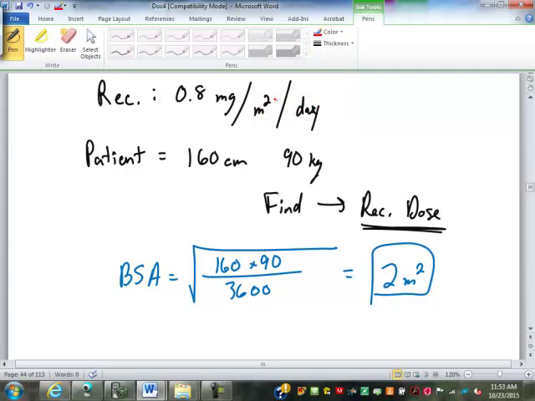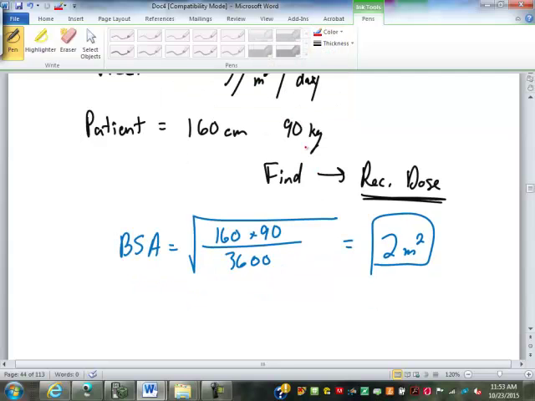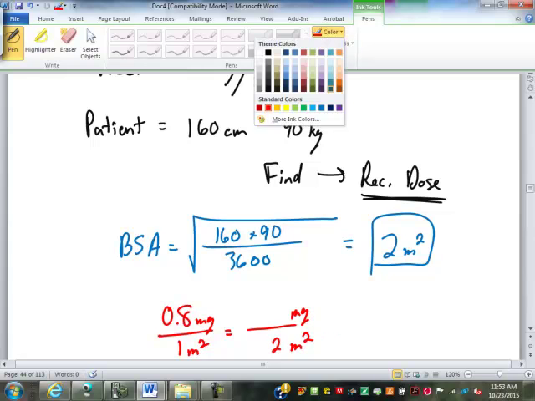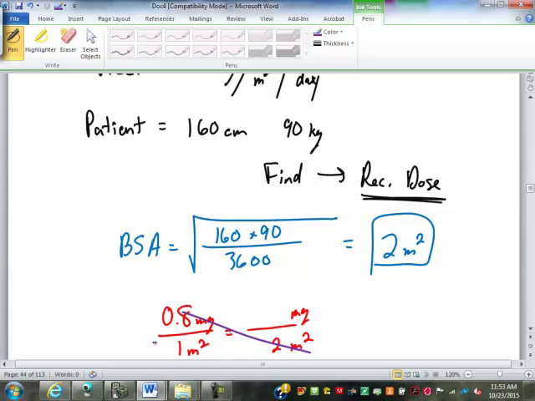So that means the dosage for this patient is 0.8 milligrams per 1 square meter. We're going to do milligrams per the 2 square meters of the patient. We will cross multiply and divide. So it'll give us 1.6 milligrams for that patient.